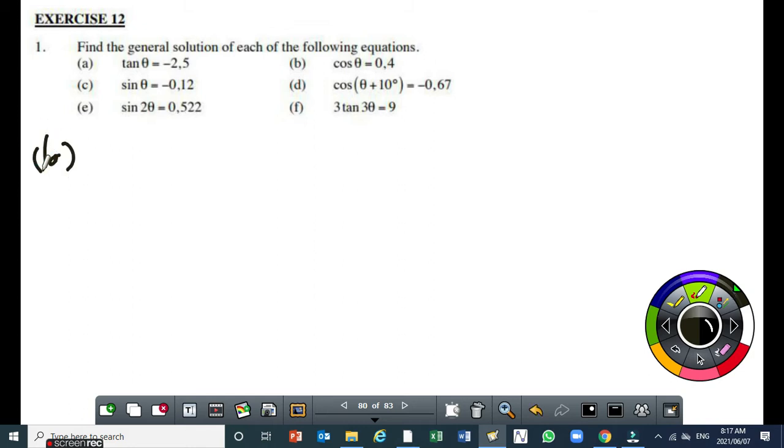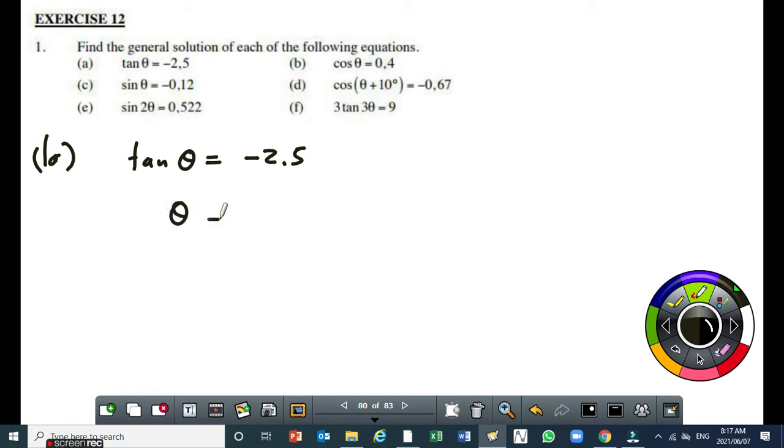we have got an equation there for tan, okay? The question says, find the general solution of each of the following equations. So, tan has got one general solution. So if you write your equation, tan theta equal to minus 2,5. Then last year you were taught how to solve a trigonometric equation like this. The grade 10 teacher taught you.